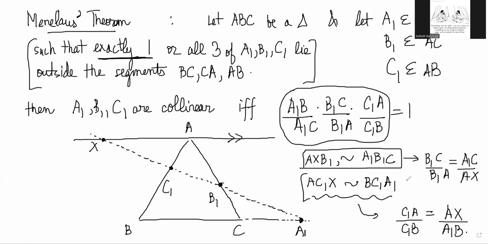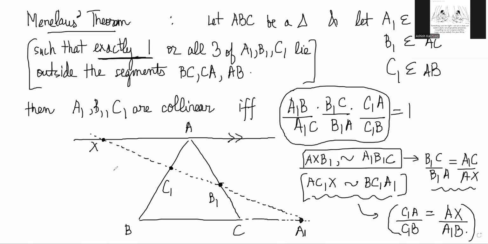These two similarities, along with their relevant ratios, are enough. These are obvious similarities; there's no need to worry about it. This triangle is obviously similar to this triangle, and this triangle is obviously similar to this big triangle, because of the parallel lines.